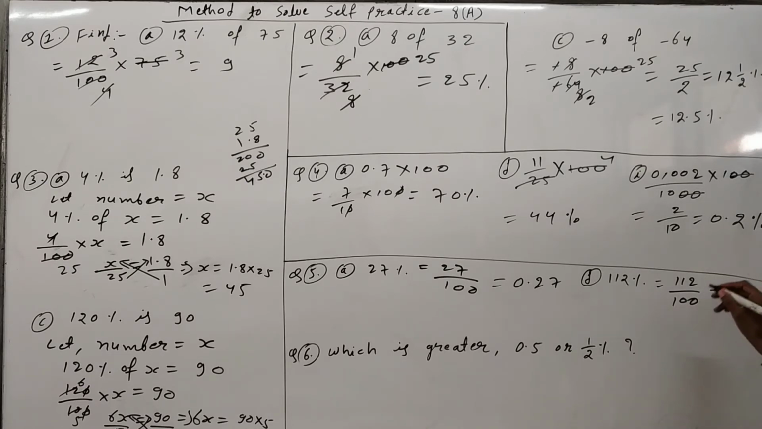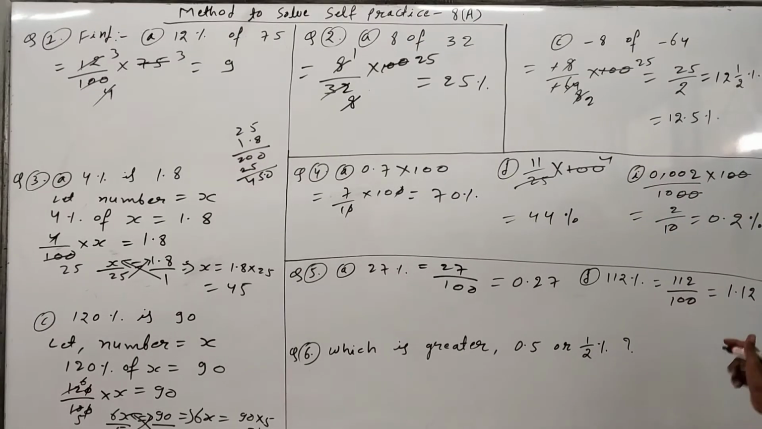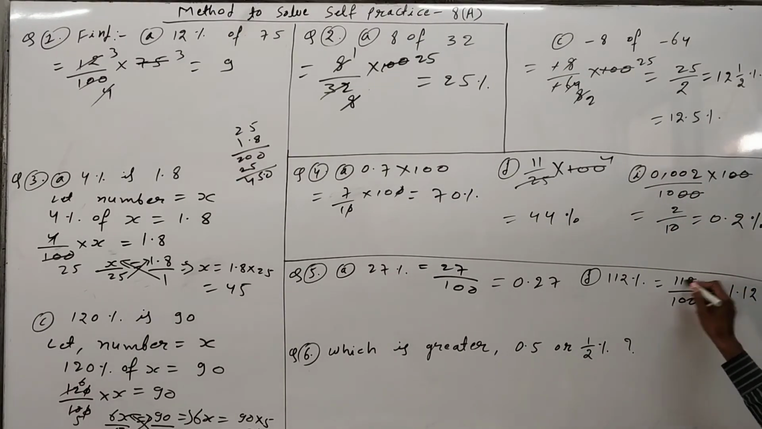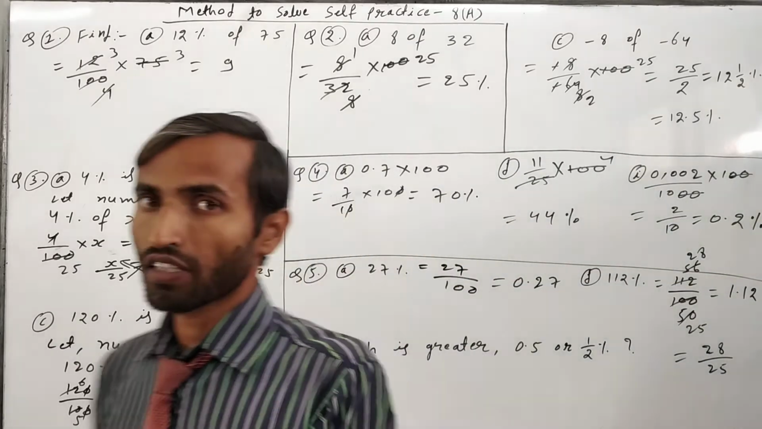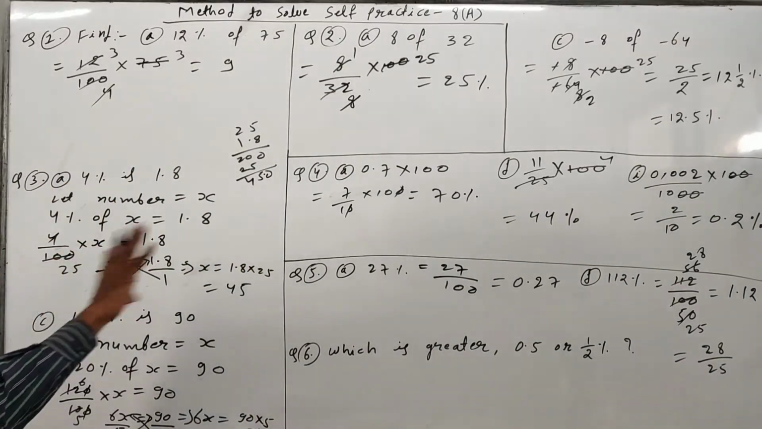After that, this one is the fraction, but you have to convert it into the simplest fraction. For that you have to divide. You can divide by 2, so it will come 56 upon 50. After that you can divide by 2 again, then it will come 28 upon 25. So the final simplest fraction is 28 upon 25. This is the answer, and in decimal 1.12. Okay, so these are the basics only.